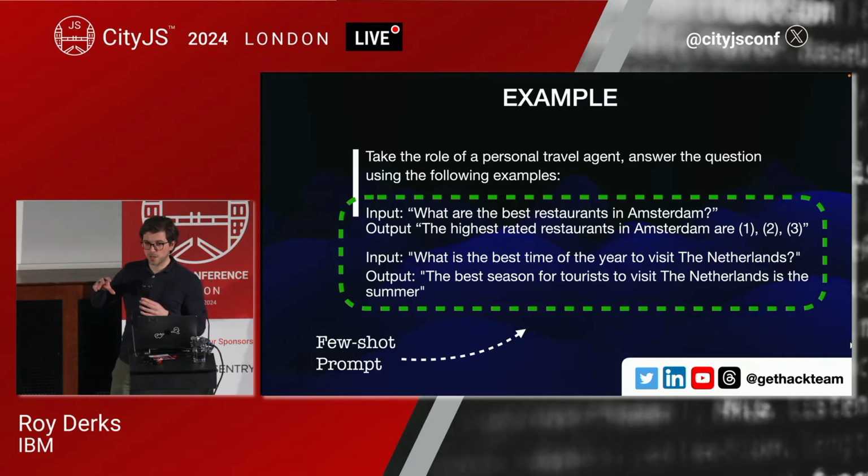But you want the LLM to structure it in such a format where it comma separates 3 of the best restaurants it can find. And maybe if you ask it what's the best time of the year to visit the Netherlands, you don't want a response to just be summer or April or May or whatever thing you can think of. You want it to be a sentence that explains the best season for tourists to visit the Netherlands is XYZ. And by providing these examples, you're going to force the LLM to structure their responses to your examples that you include in the prompt.